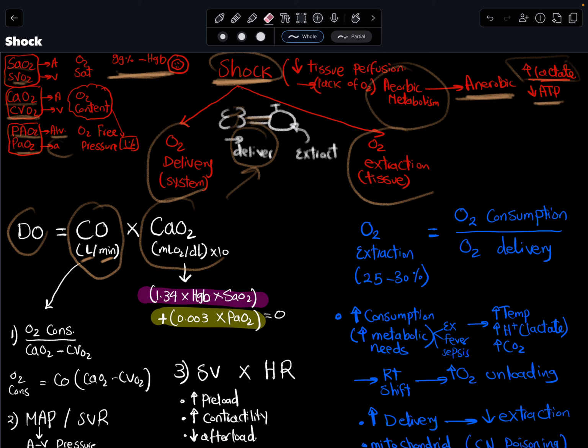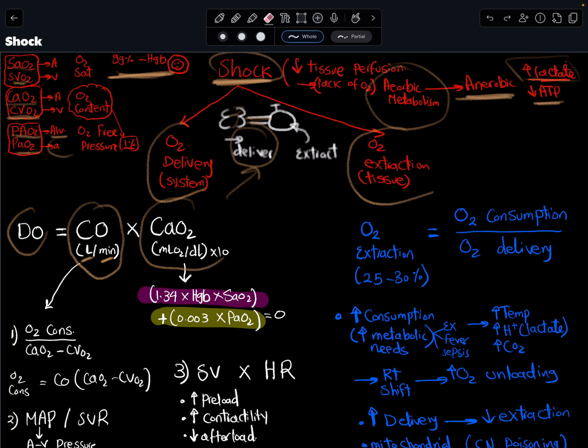So this is the equation for CaO2, which is 1.34 multiplied by hemoglobin multiplied by SaO2. This part of the equation represents the actual oxygen that's bound to the hemoglobin. So you need the hemoglobin number, 7, 8, 9, 10, whatever the number is, and the actual SaO2. So that's the first part.